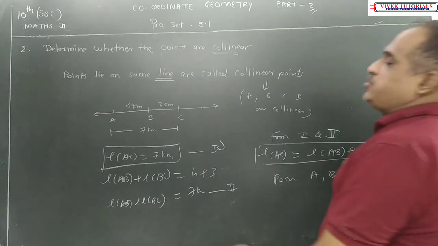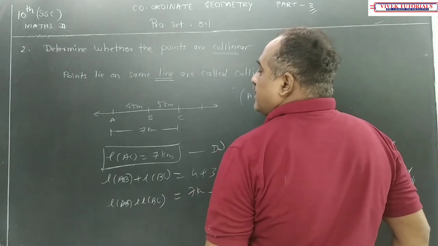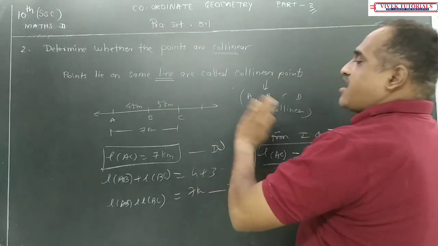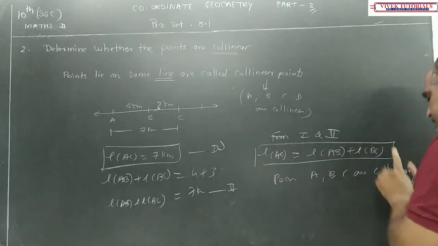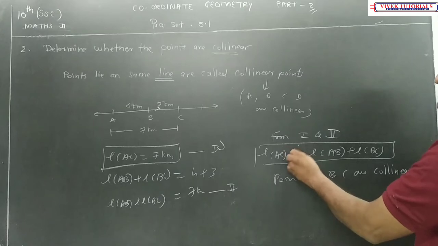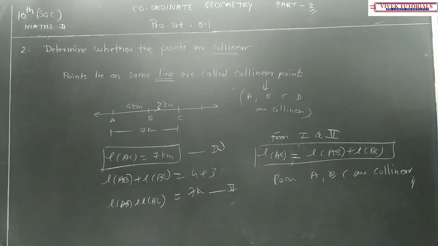But if it had been given as 5, 5 plus 4 is 9, it should be 9. If it is given as 7 or 9, they are not collinear. That is not possible. If they are equal, then only they are collinear. If they are not, then they are not collinear. This is the concept. I think you know it. If you don't know, copy it down. Otherwise, I think we have studied this part in 9th standard.